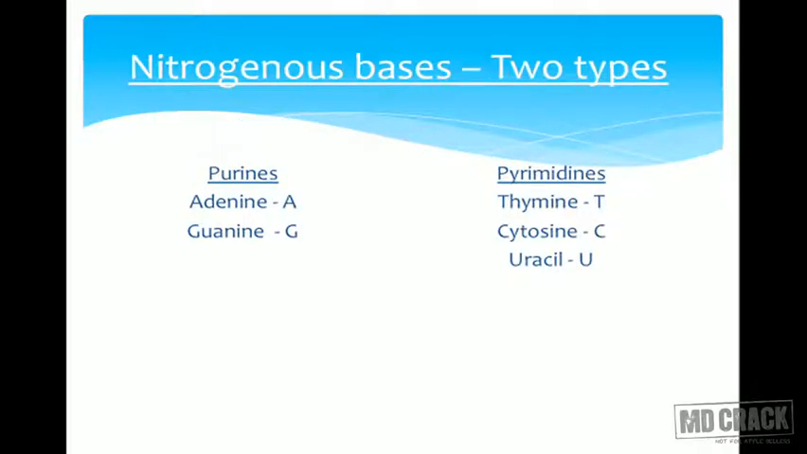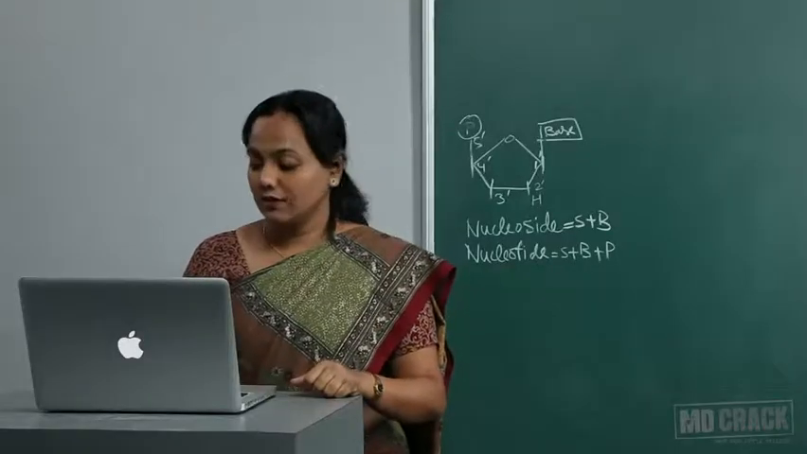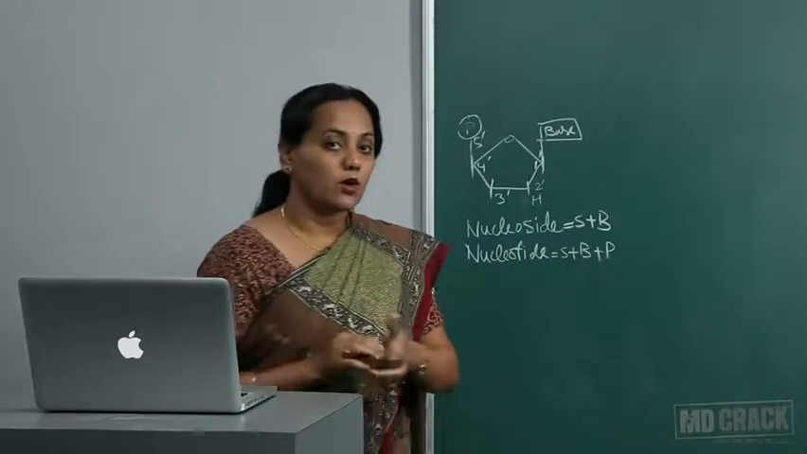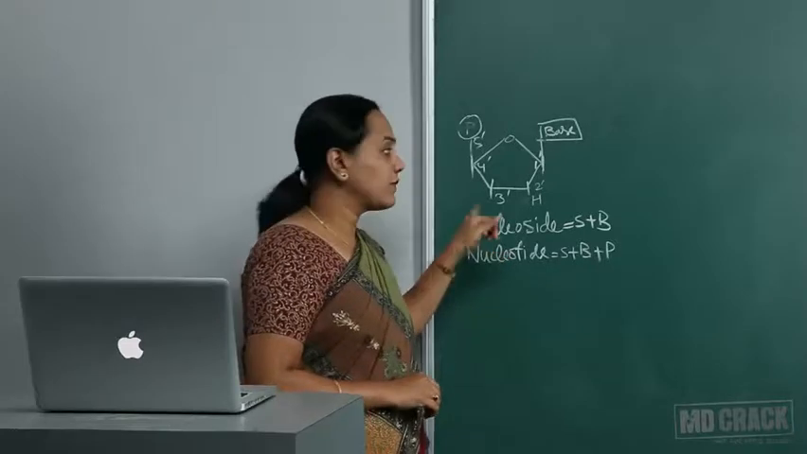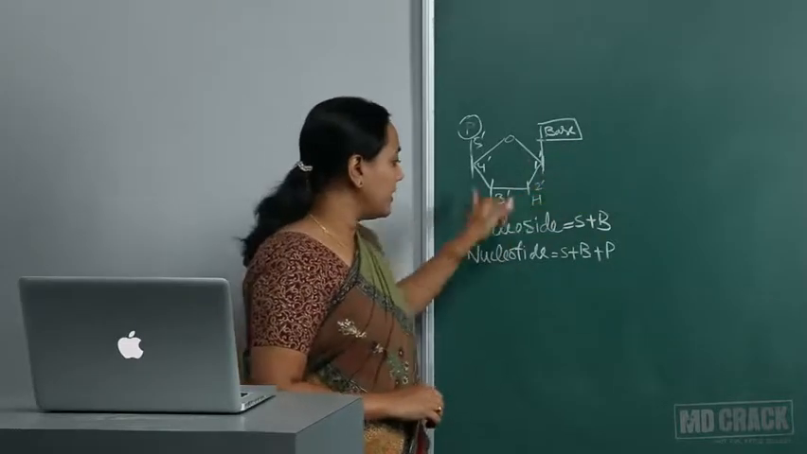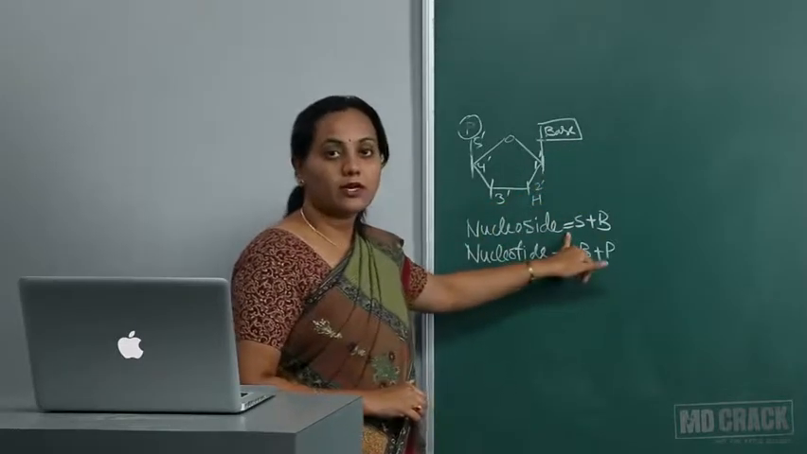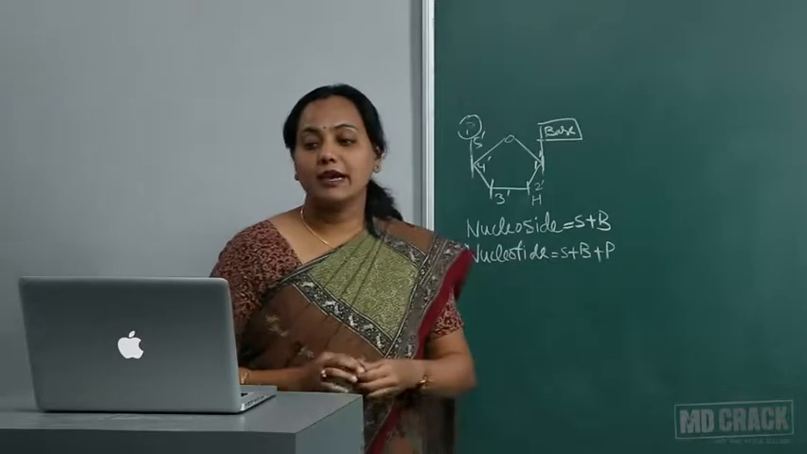Now let us go more into these bases. Which are the nitrogenous bases? Basically we say that they are classified into purines and pyrimidines. The purines include adenine and guanine, and pyrimidines include T, C, U: thymine, cytosine and uracil. Now if you look further, what is the nomenclature? As I said, if the base is adenine and it is a nucleoside, you call it adenosine.